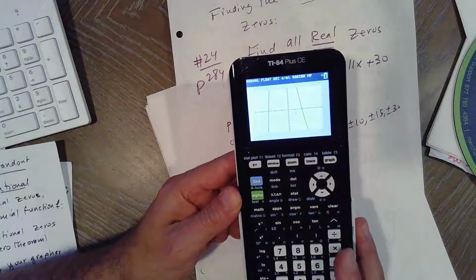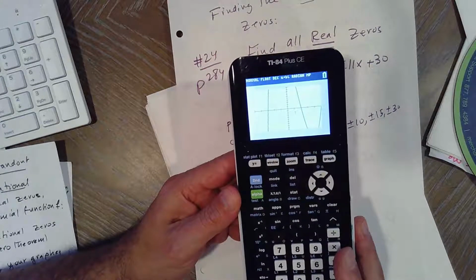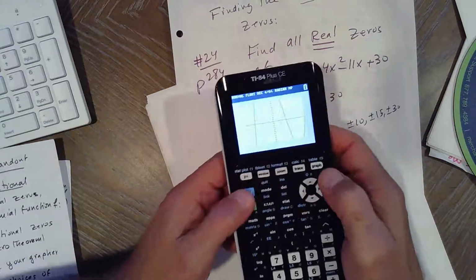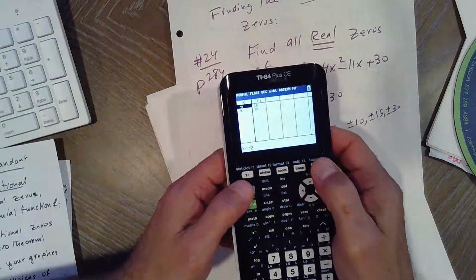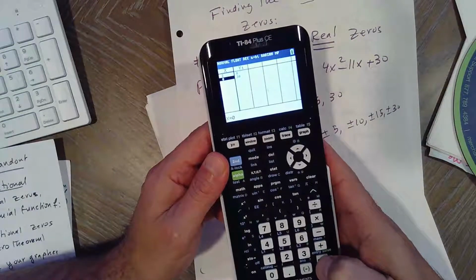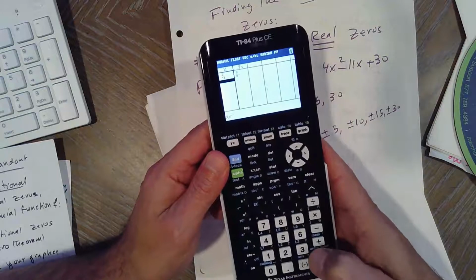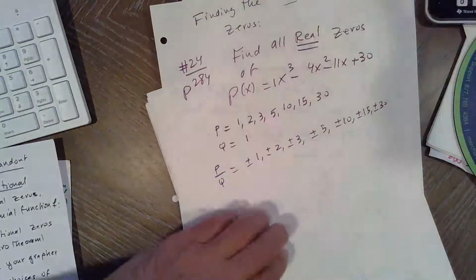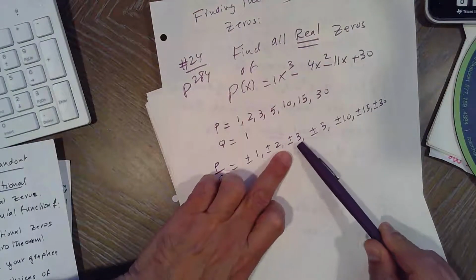So it looks like 2 and negative 3 are zeros. How do we confirm that? We go to the second table. Is 2 a zero? If we plug in a 2, is the y value 0? Yeah. And negative 3 is a zero. Okay, good. So we know that two of them have to be part of this. They are 2 and negative 3.